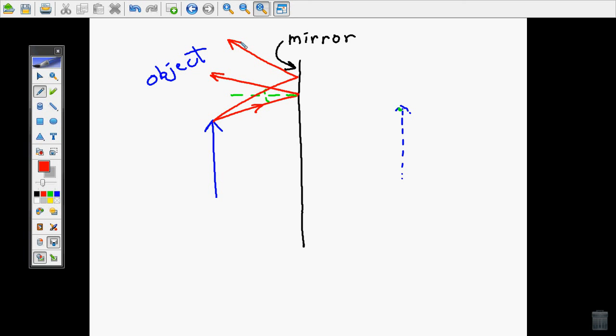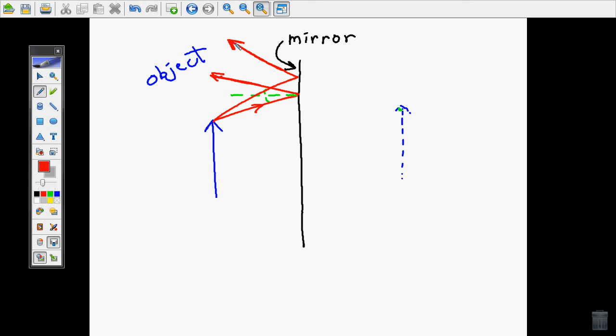And notice the two light rays that bounced off the mirror, this one right here and this one right here. Are they spreading apart or are they coming together? They're spreading apart. And the fancy-dancy way of saying they're spreading apart is they're diverging. And anytime you have diverging rays, they're never going to come together and form a real image anywhere.